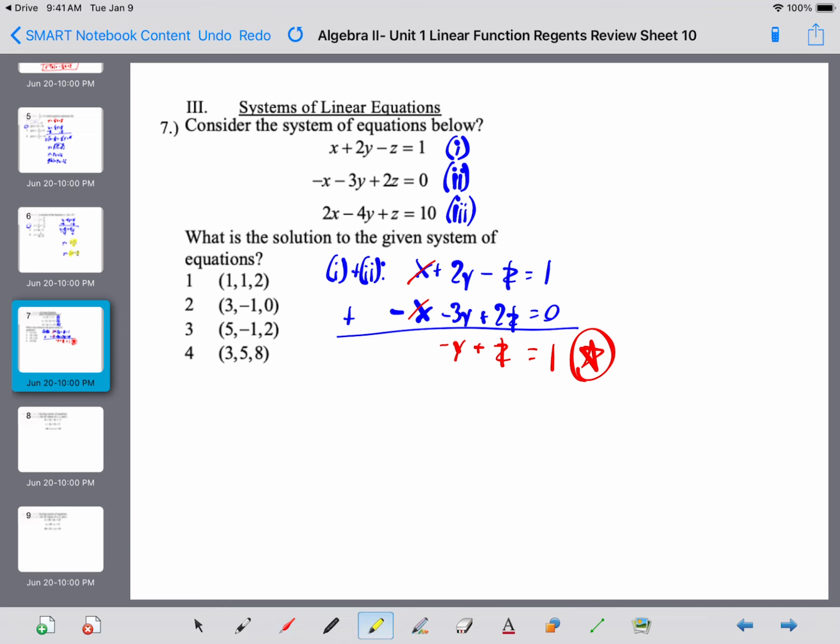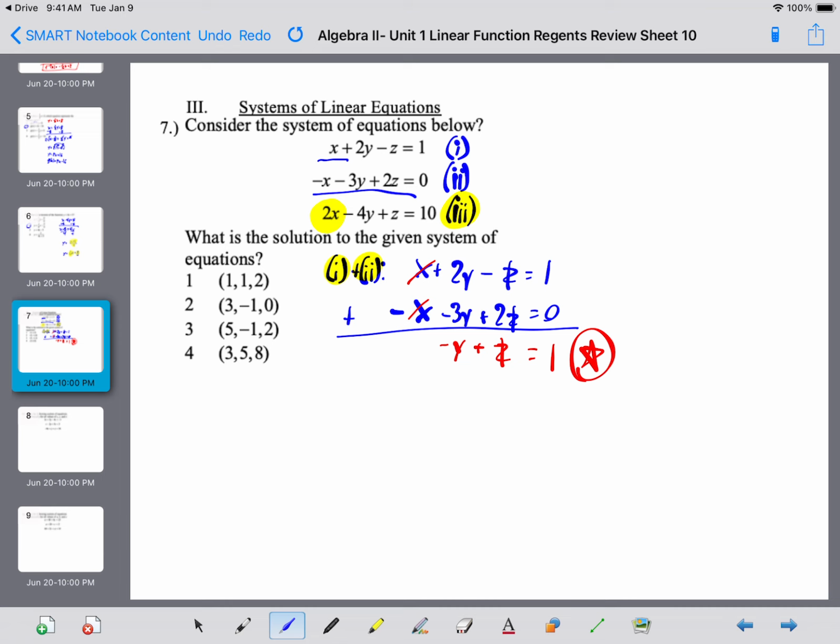Now, we used equation 1 and 2. We must use equation 3. And we also must get rid of x, because we eliminated x in equation star. So, it doesn't look like I have negative 2x anywhere, right? But again, remember that rule that I said. You could multiply an equation by a number. So I could either multiply equation 1 by negative 2 and get negative 2x to cancel out 2x, or I could just multiply equation 2 by positive 2, because there's a negative on the x already. So that's what I'm going to do.